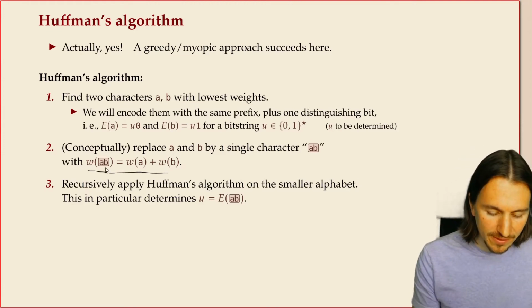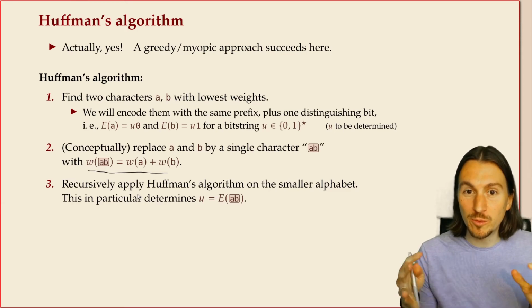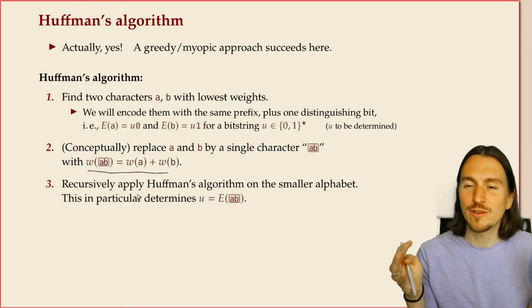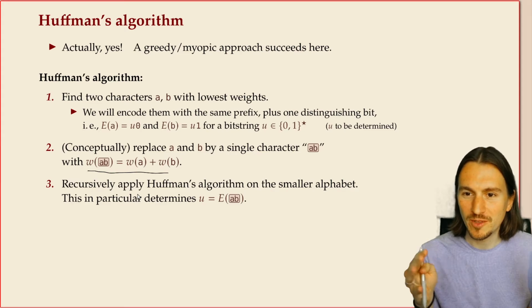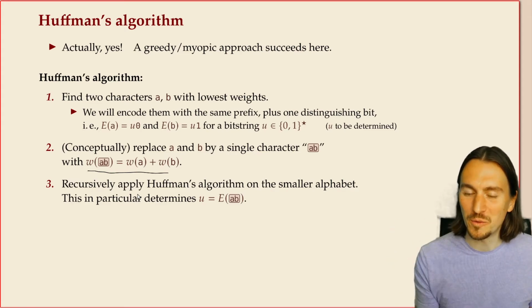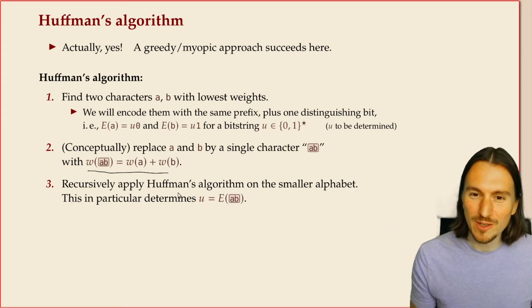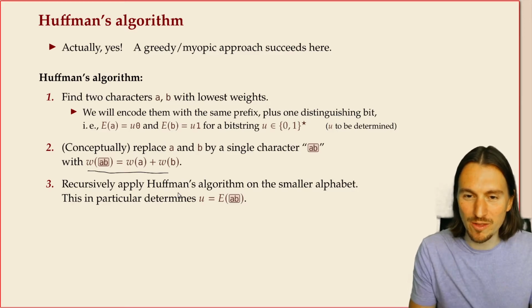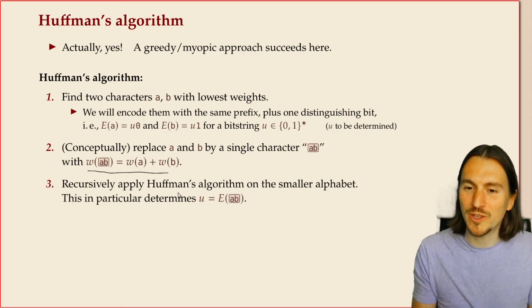And once we've done that, we made the input smaller. We reduced the size of the source alphabet by 1. We combined two characters into one. So we can now recursively apply the same algorithm, and it will terminate because we always get rid of one character.